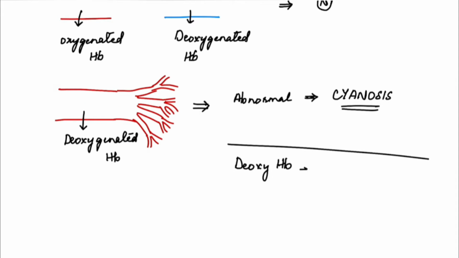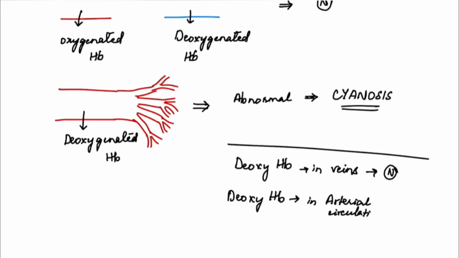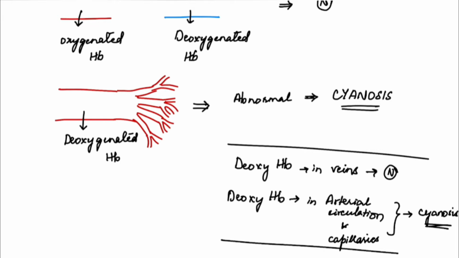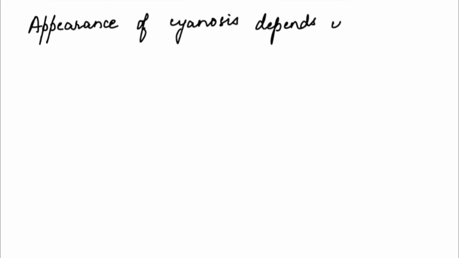Deoxygenated hemoglobin in veins is completely normal, but deoxygenated hemoglobin in the arterial circulation and in the capillaries is known as cyanosis. So from now onwards in the video, wherever I talk about deoxygenated hemoglobin, I mean the deoxygenated hemoglobin in the arterial circulation and capillaries. Okay. So the appearance of cyanosis depends upon the absolute amount of deoxygenated hemoglobin.